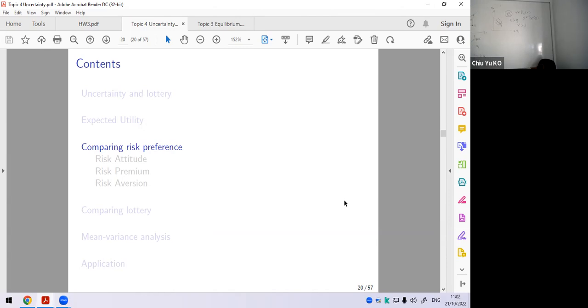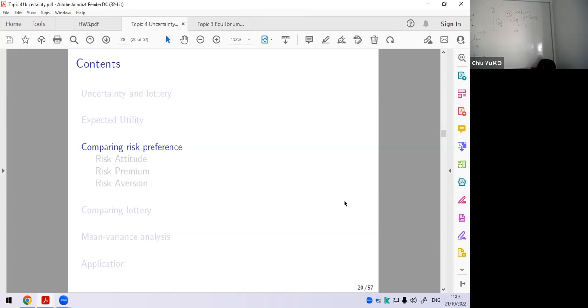Okay. So basically, you will see the rest up to here are all terminology. Okay. We just define things. And here we are trying to see how to compare people's behavior. Okay. And why some people buy insurance, some people buy lottery. Okay. And we will try to explain this. Okay. Because people in front of the risk, they behave differently. Okay. So that's how we give some idea.